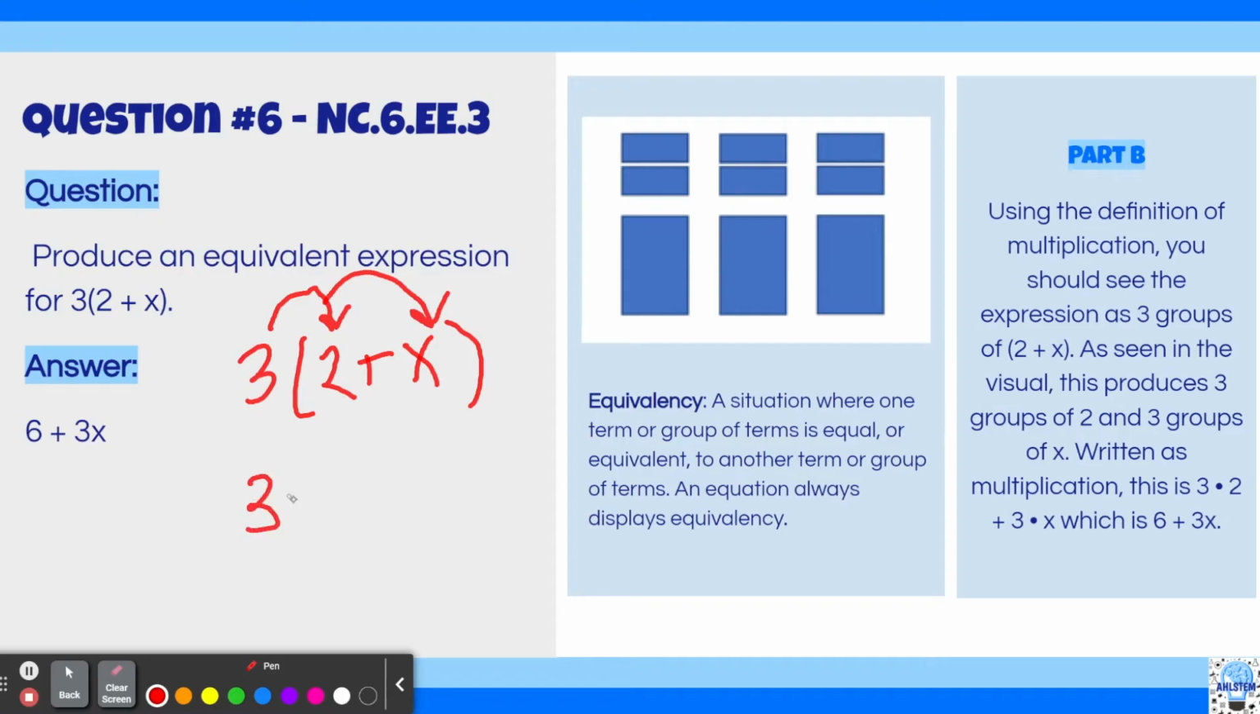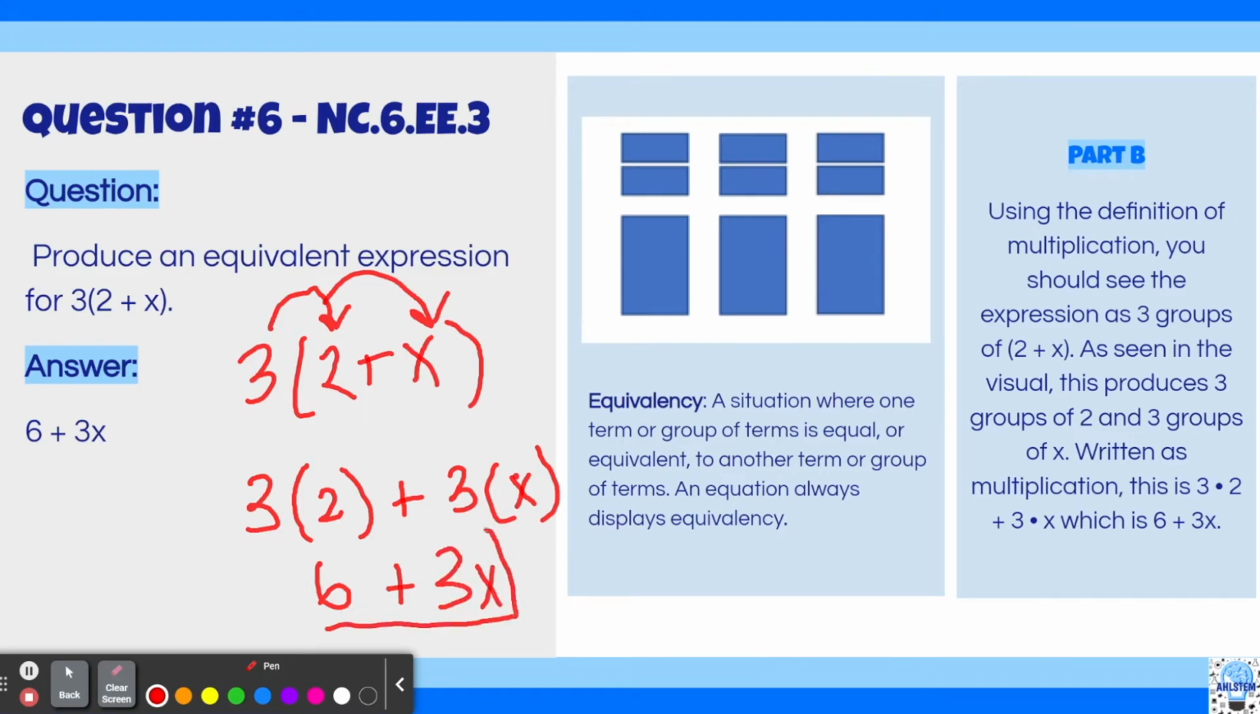So now we have 3 times 2 plus 3 times x. Now let's solve this out. 3 times 2 is 6, plus 3 times x, which is 3x. Now we have 6 plus 3x, which is our answer.